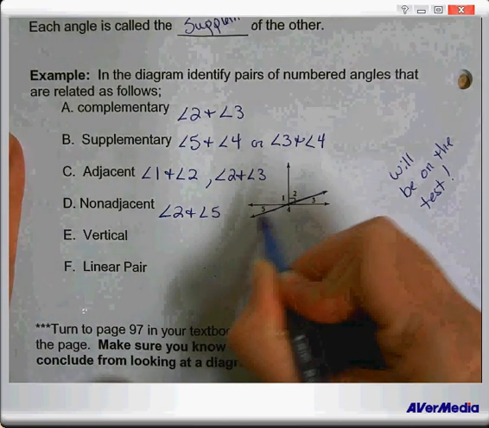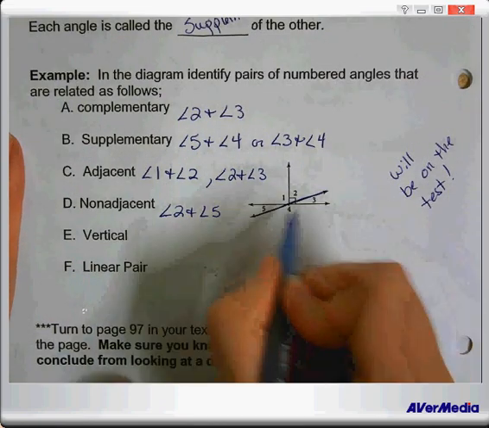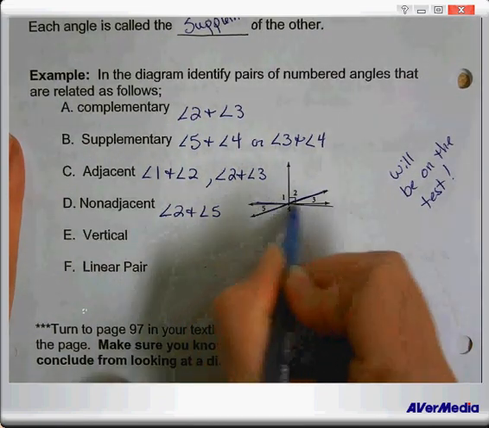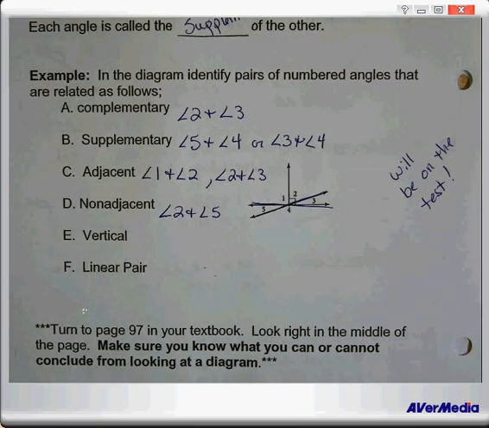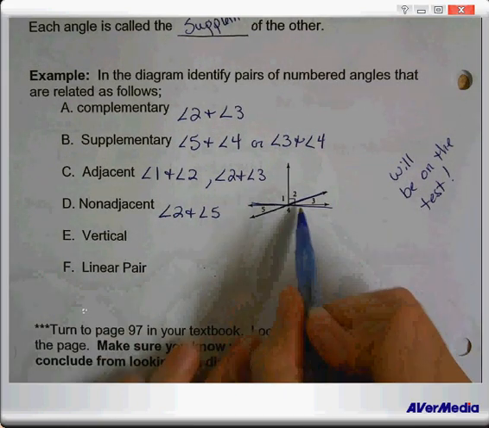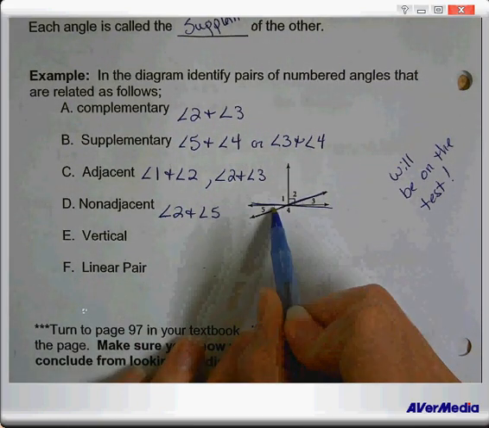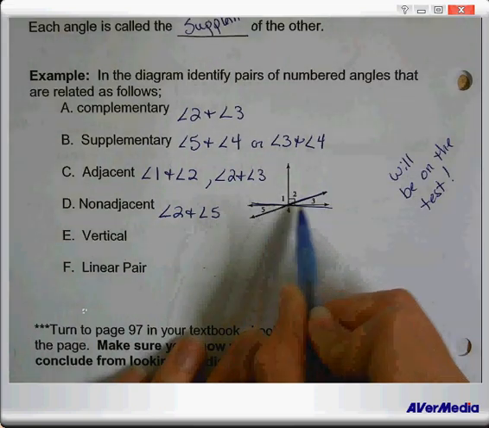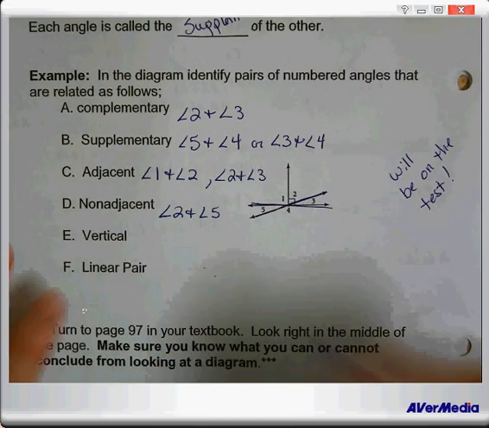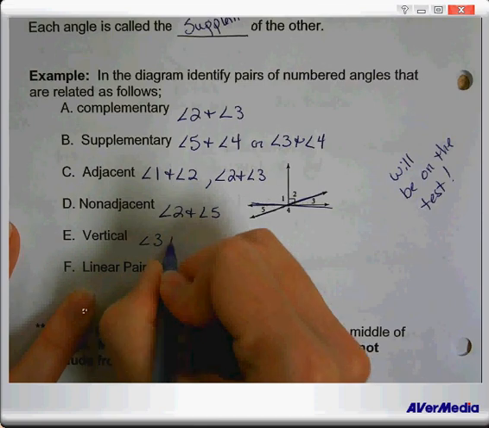Then we want a linear pair. Remember, a pair of angles from the same line. Linear pair. So I think I'm going to use 3 and 4 because here's my line. If I cover up the top part, notice the 2 angles being formed. 3 and 4. So angle 3 and angle 4.